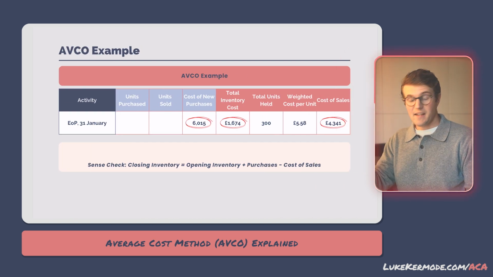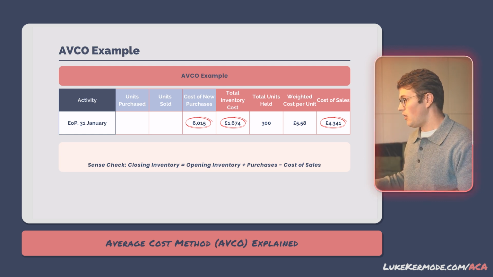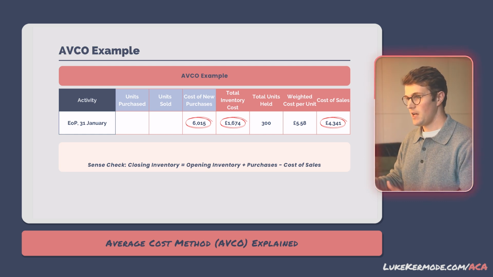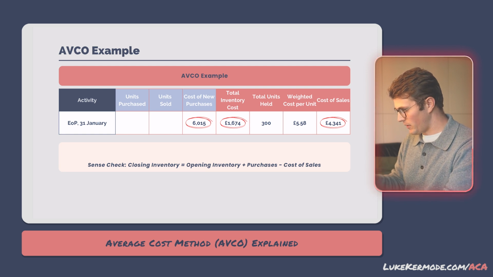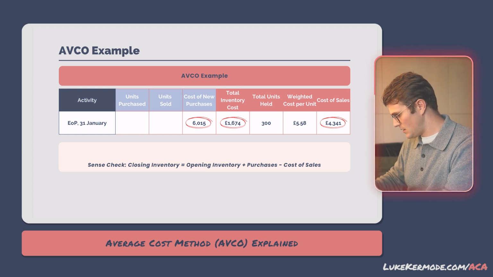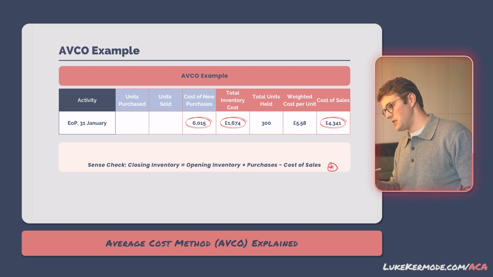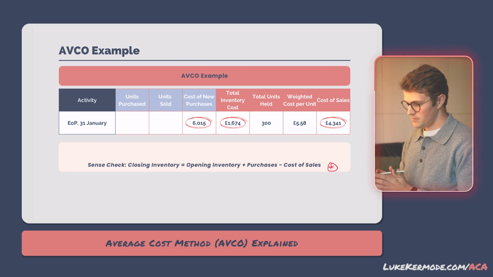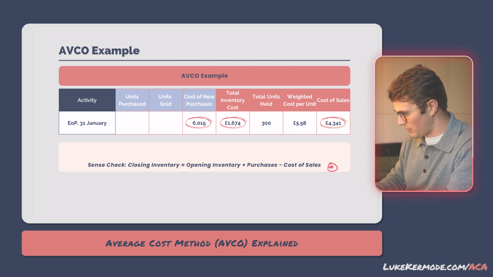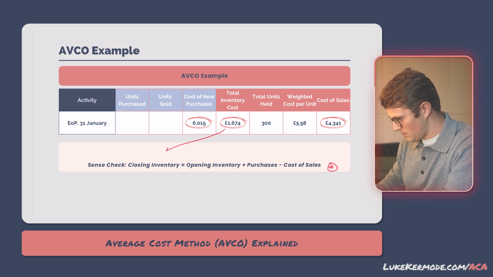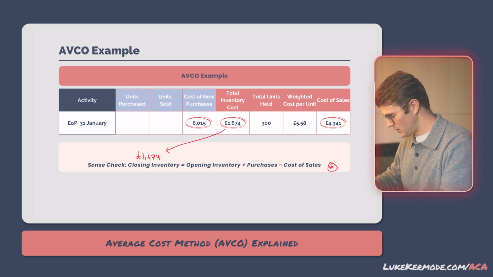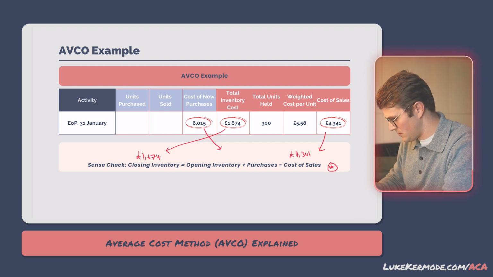And we can perform the exact same sense check that we did in our FIFO example to check that all of our numbers are okay. So we apply the following formula: closing inventory plus cost of sales should equal opening inventory plus purchases. So we know that we have closing inventory of £1,674. We have cost of sales of £4,341, and we have opening inventory plus purchases of £6,015.